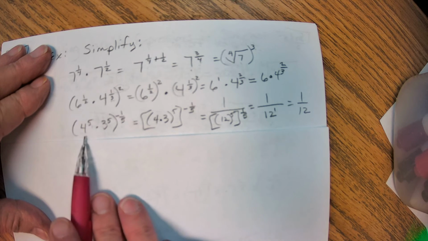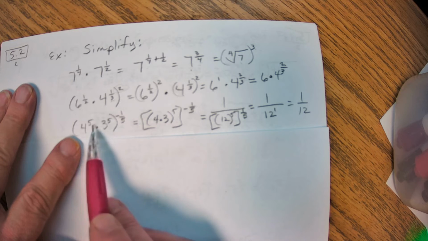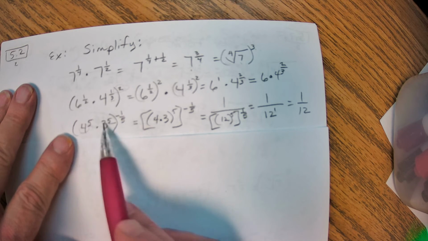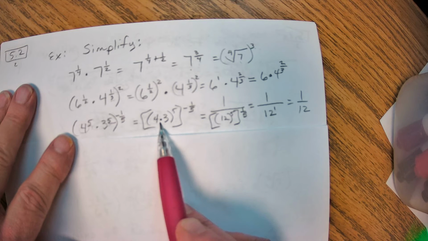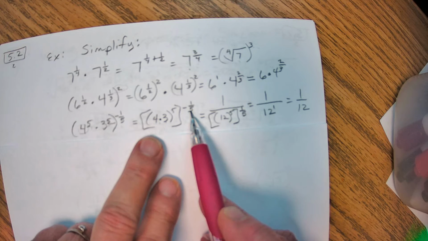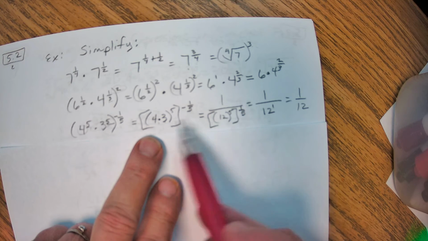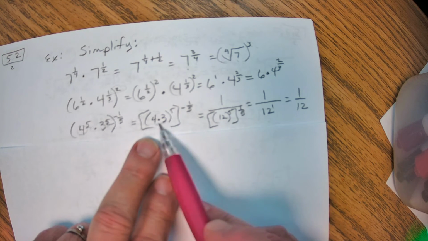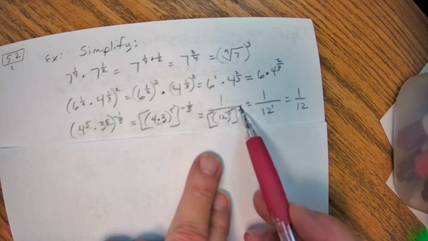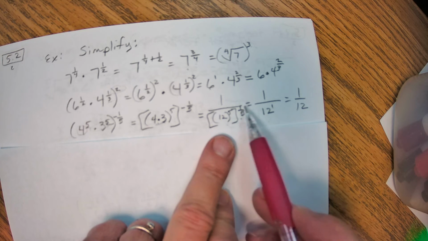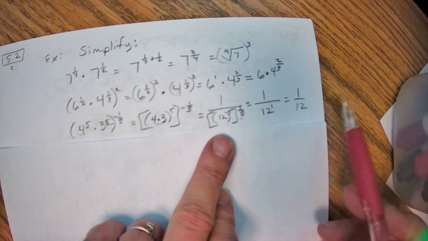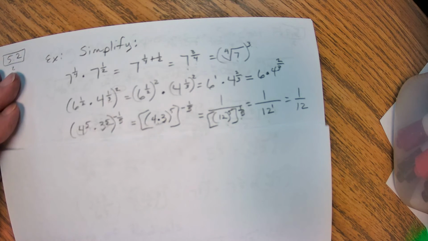And then this one, notice that these are both the same, so I can combine the 4 times 3, which is 12. And this is raised to a negative exponent. So I'm going to take the reciprocal of this, which is 1/12, still raised to the 5th power, raised to the 1/5 power, but 5 times 1/5 is just 1. So that would be 1 over 12 to the 1st power, which is equal to 1 over 12.